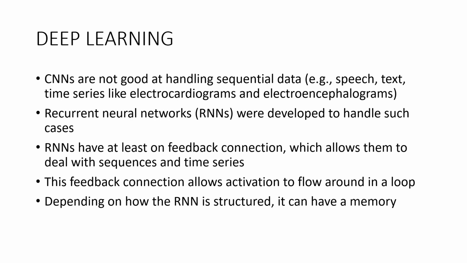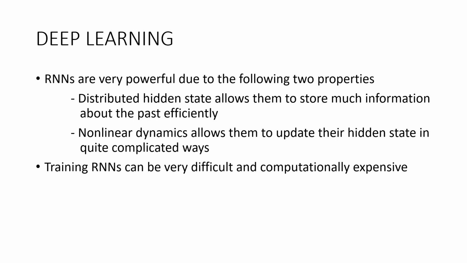These have at least one feedback connection. In truth, they generally have many feedback connections, which allows you to deal with sequences and time series. That allows whatever activation you get from a layer to flow around in that network. It can be set up so it has a memory. They're actually very powerful. They have these distributed hidden layers that you can use to store information from the past very efficiently. You also have nonlinear dynamics so that you can update these hidden nodes in very complicated ways.